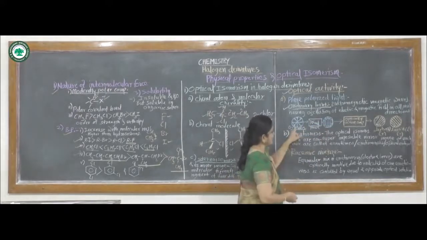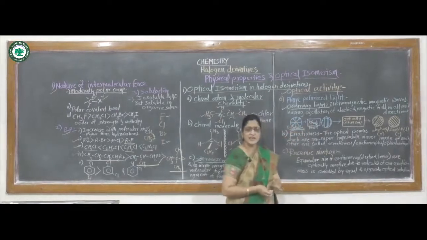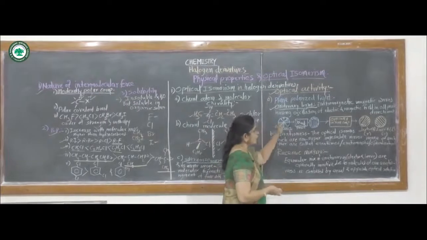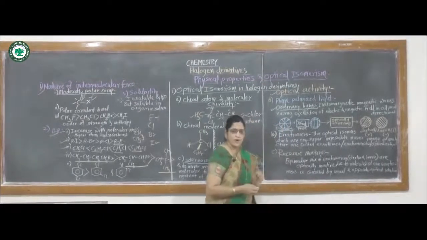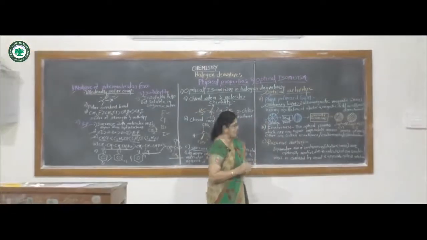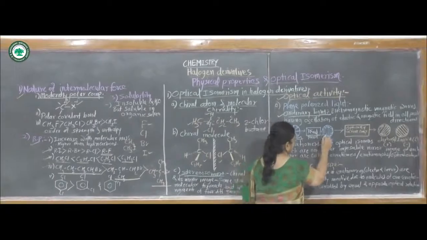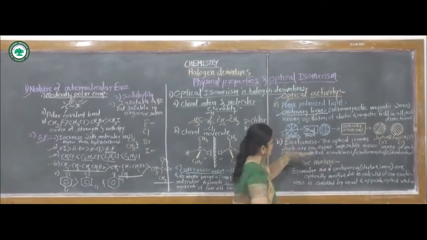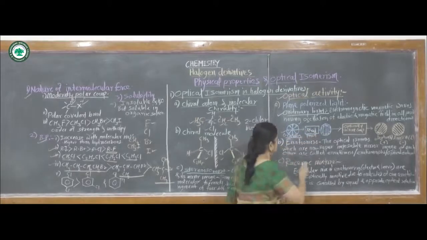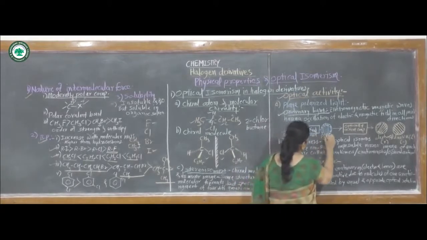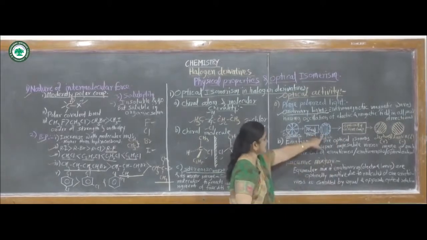In ordinary light, that means oscillation in electric and magnetic fields in all possible directions. Ordinary light has oscillation in all possible directions. But when this passes through a Nicol prism, it forms a plane in which the oscillation is in only a single plane. This is called plane polarized light.